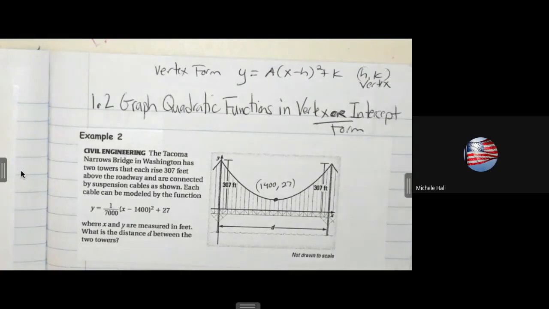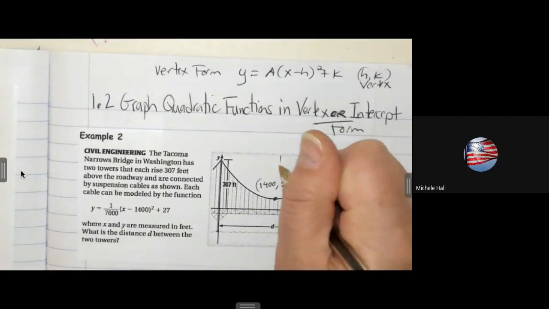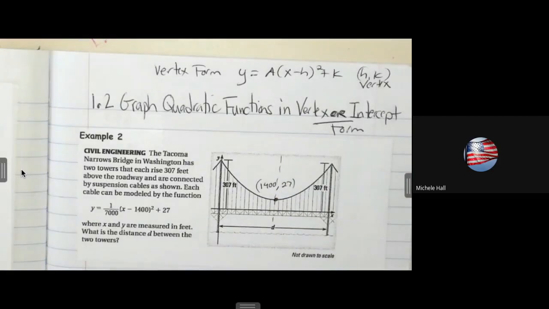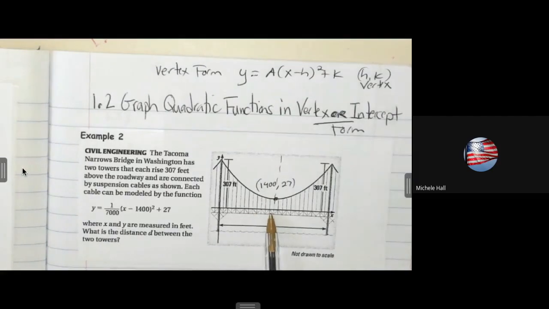The axis of symmetry. So I know the axis of symmetry is right here. Do we know how much anything is right now about the distance? How much to go to here? That's not x. It's 1400 to go to here. So how much to go for the entire distance?